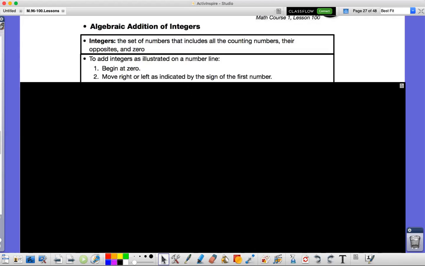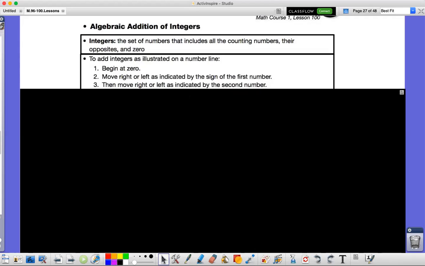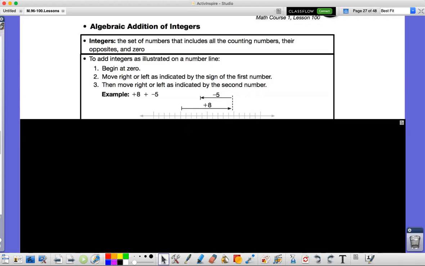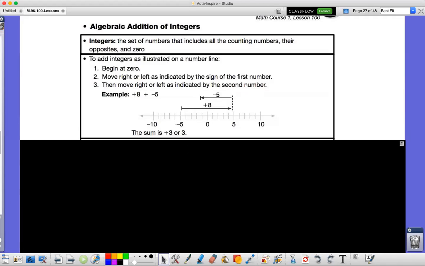To add integers, as illustrated on a number line, you always begin at 0. Move to the right or left as indicated by the sign of the first number, then move right or left as indicated by the second number. So for example, if you had a +8 and you want to add a -5, this is what it would look like on a number line. It says positive 8 plus a negative 5. So if you're at a positive 8, and then you go negative 5 from that, you would end up at 3. So the sum is positive 3.